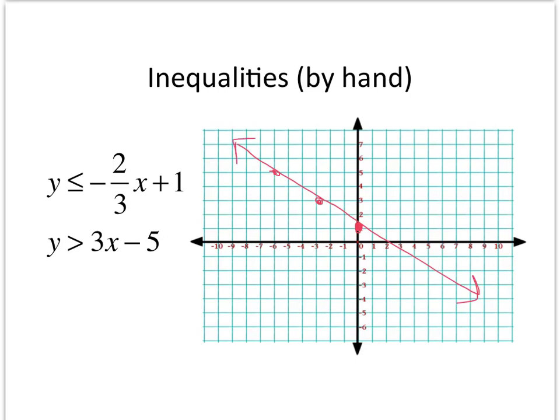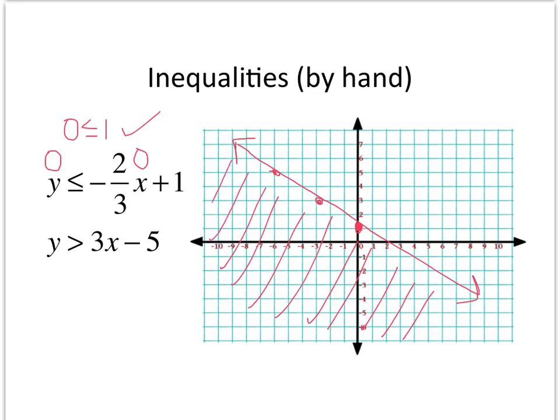Now, when I go to shade that, if I plug in 0 for x and 0 for y, I end up getting the statement 0 is less than or equal to 1. That is true, which means I want to shade towards (0, 0). So I'm going to shade this bottom half down here. So that's what we've done up until this point. That shouldn't be a problem for you. Now we're just going to do another problem on top of this one and see what happens.